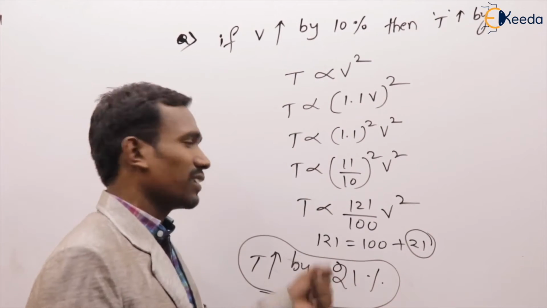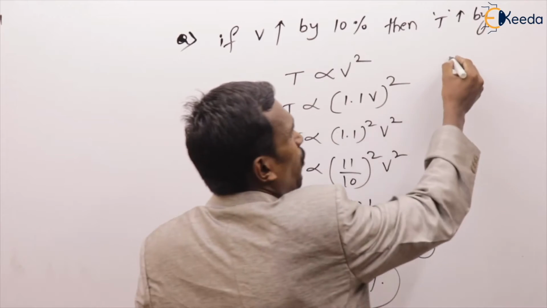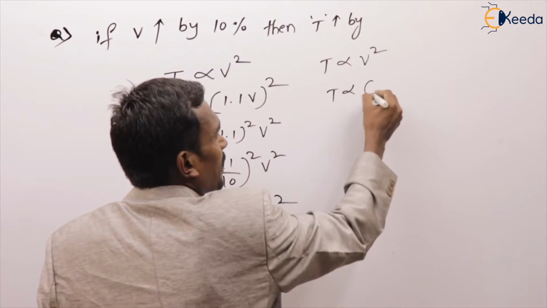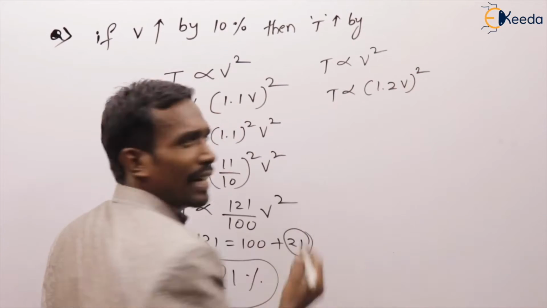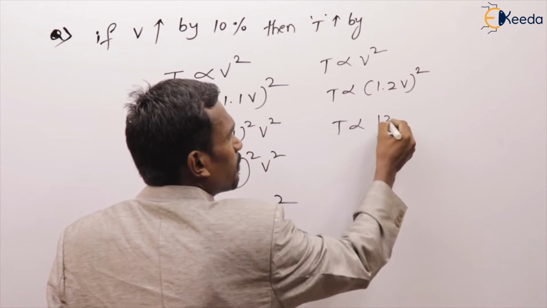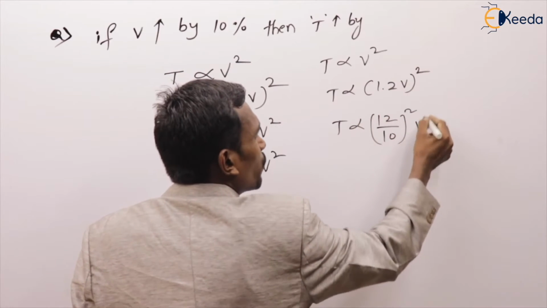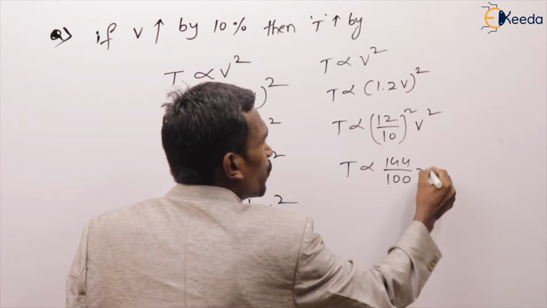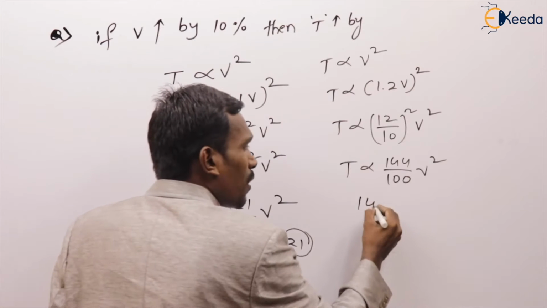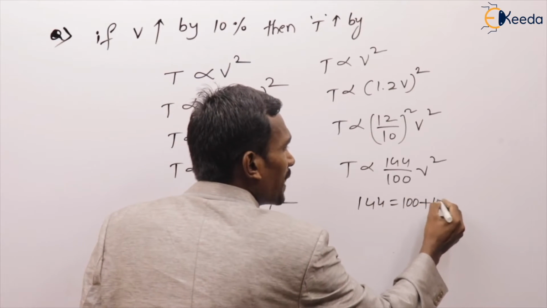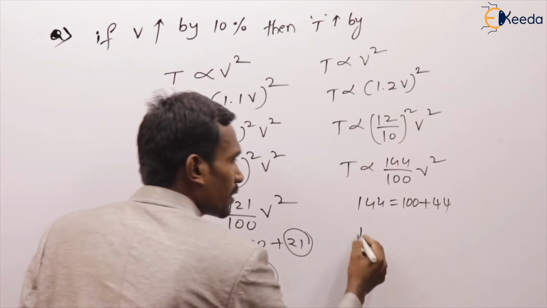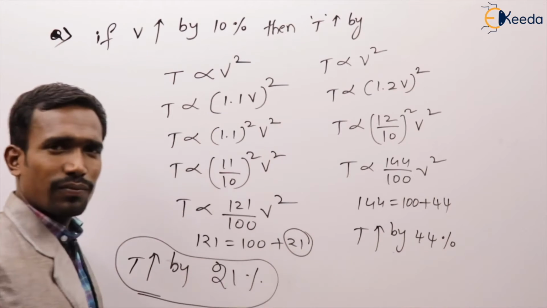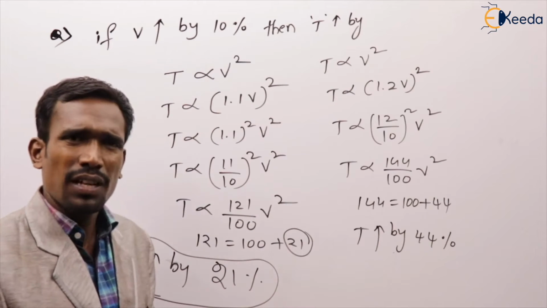11 square is 121. For the same question, if voltage increased by 20%, that is nothing but 1.2 into V square, which is 12 by 10 square into V square, nothing but 144 by 100 into V square. 144 is nothing but 100 plus 44. So, torque increased by 44%.